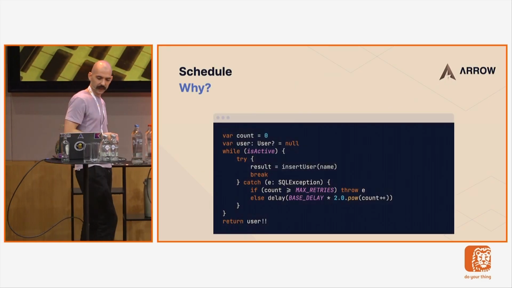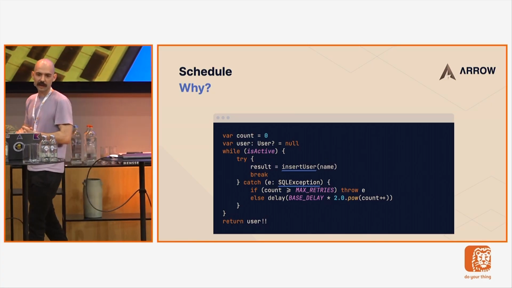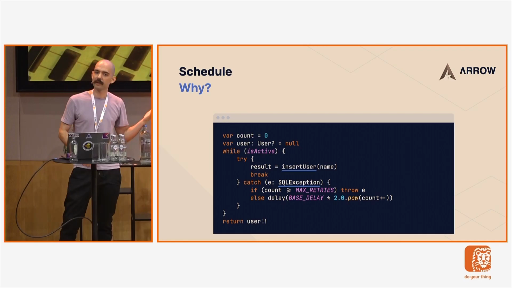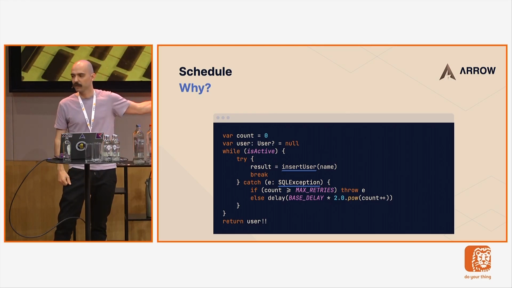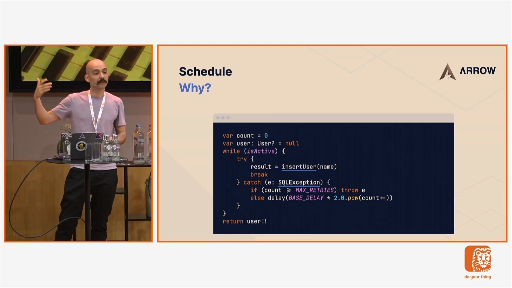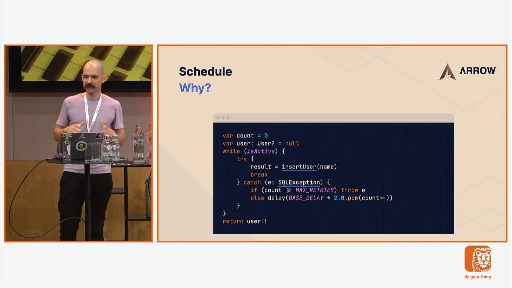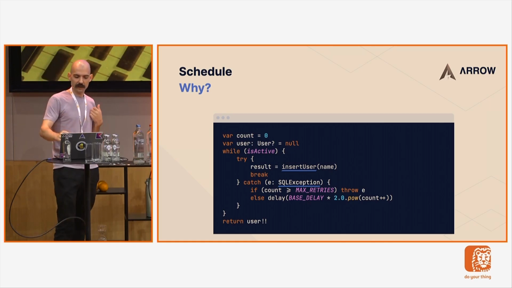So here is maybe an imperative snippet of what an exponential backoff might look like. And if you see this snippet, I think it's immediately clear for everyone. It's quite complex, right? We have multiple vars, we have unsafe null casting at the end, we have an infinite loop using isActive. There's a lot going on. It's quite complex to read and understand. So let's see how we can improve on that.